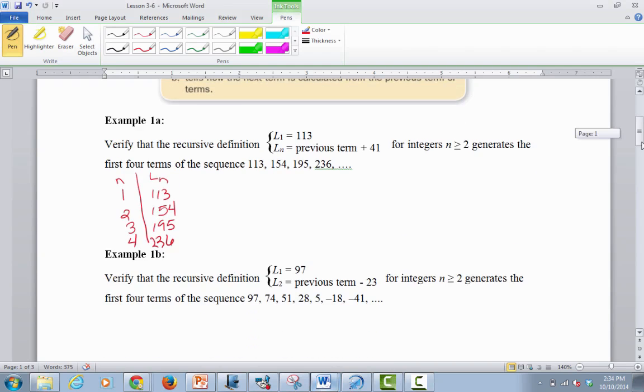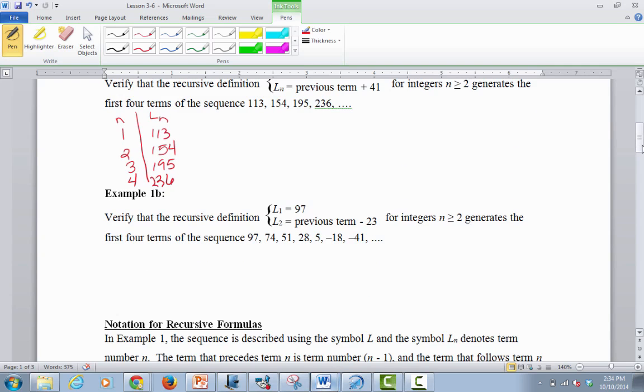So here we have another example, 1B. You guys get to try it on your own, on your CASs, and see if it works. I want you to see if you can make your CAS do the same thing. Okay, so try that now.